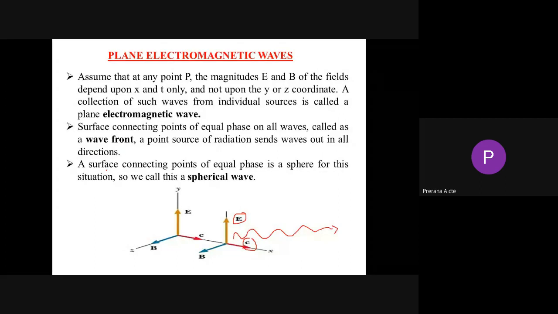A surface connecting points of equal phase in a sphere, for this situation, is called spherical waves. In this case, while the waves propagate in the sphere, that is called spherical waves.